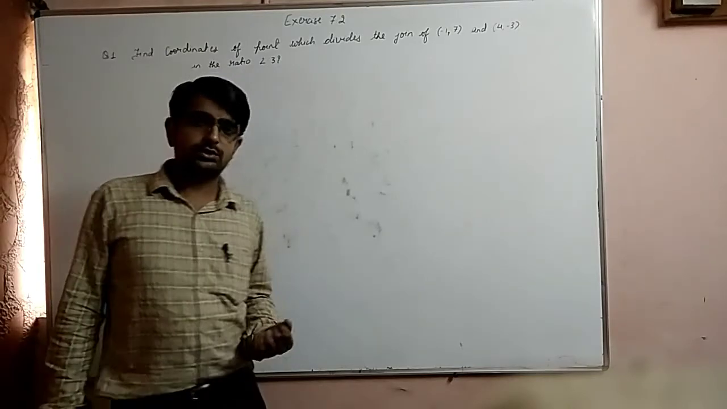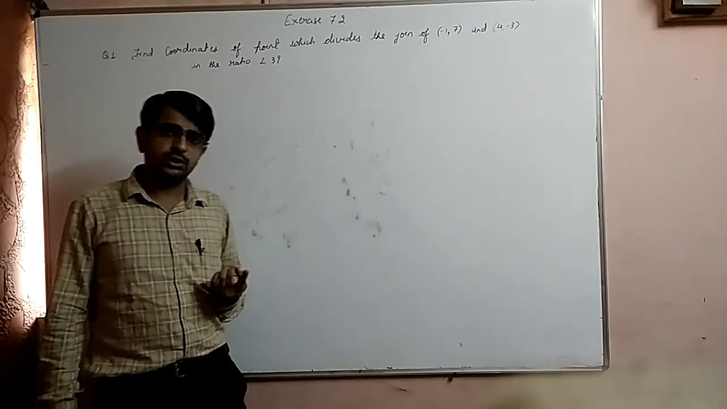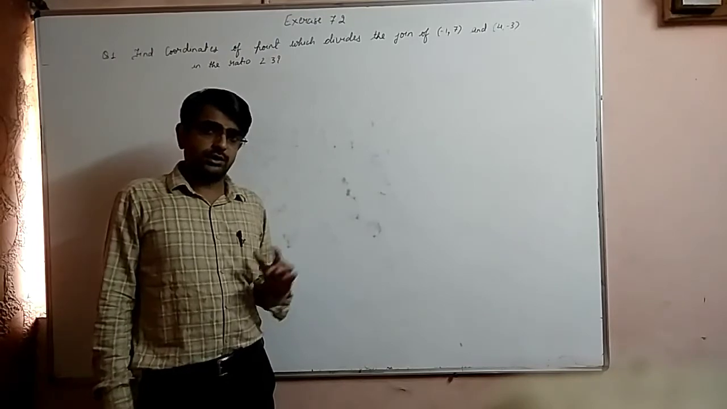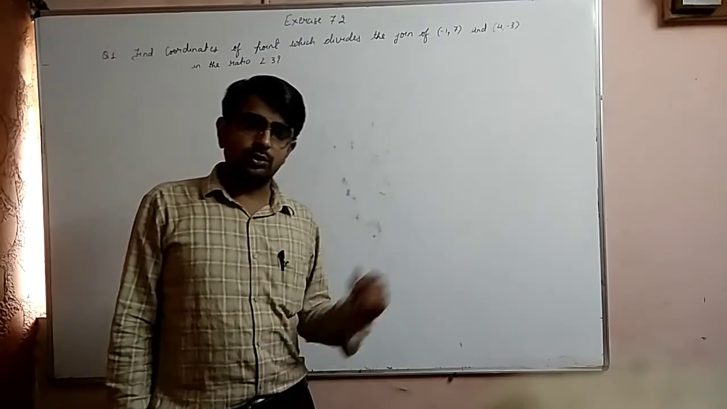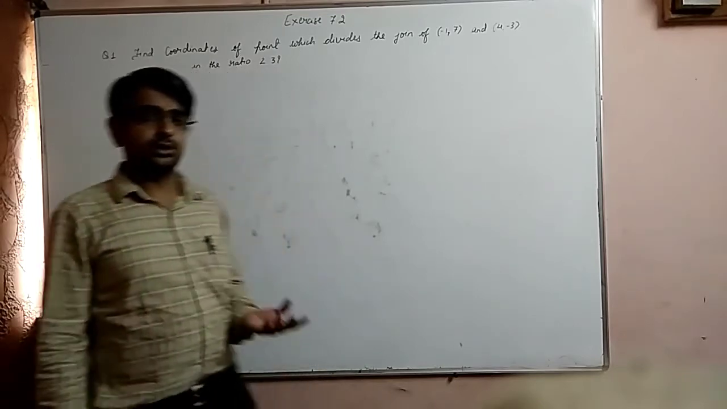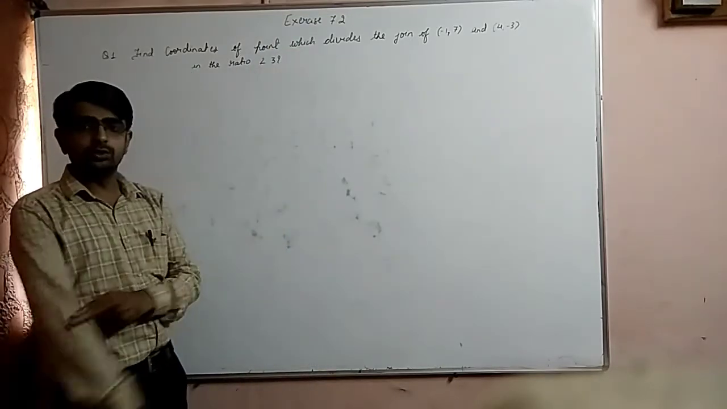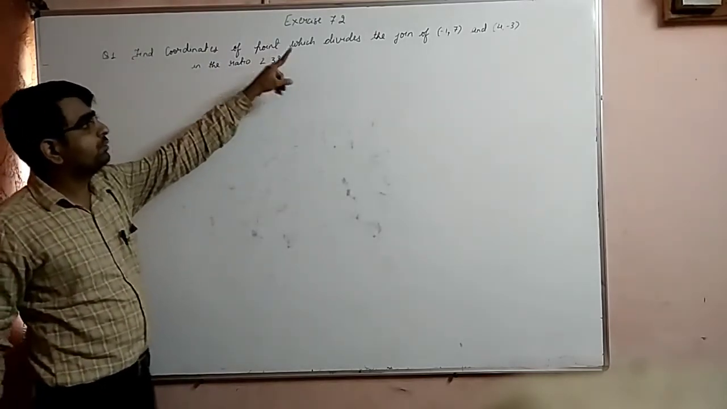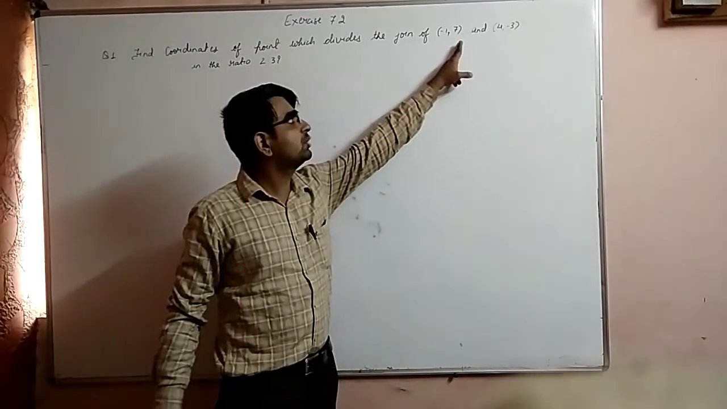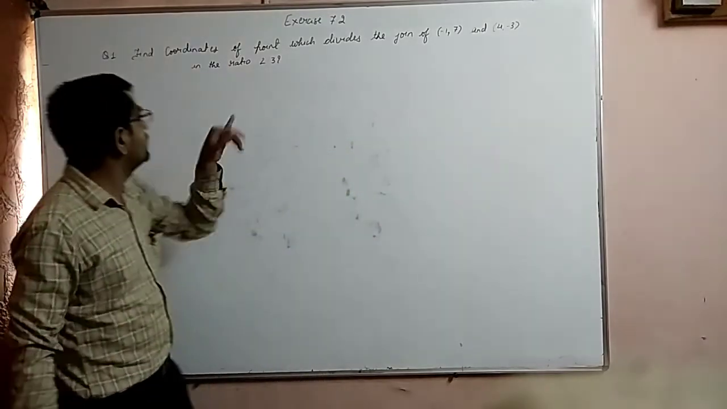Students, in the previous lecture I have derived the section formula. Today we will do some questions based on it. See exercise 7.2 question number 1. We have to find the coordinates of the point which divides the join of (-1, 7) and (4, -3) in the ratio of 2:3.